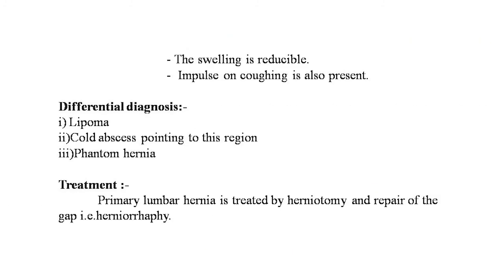Now the clinical features: the swelling is reducible, and impulse on coughing is also present. Differential diagnosis: when there is reducibility and impulse on coughing, diagnosis may not be difficult, yet the following conditions should be kept in mind: lipoma, a cold abscess pointing in the region, and phantom hernia due to local muscular paralysis, as discussed above.